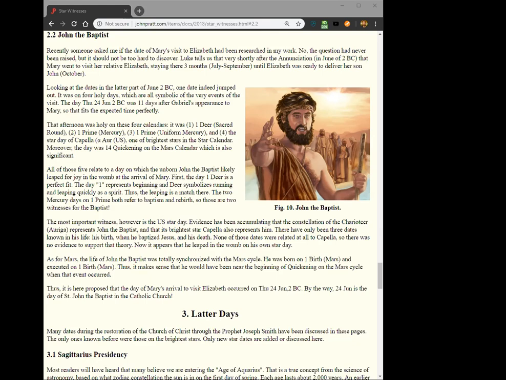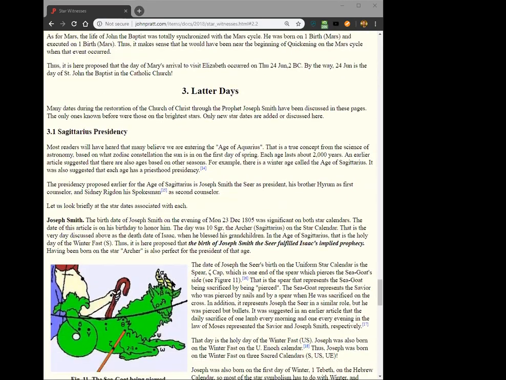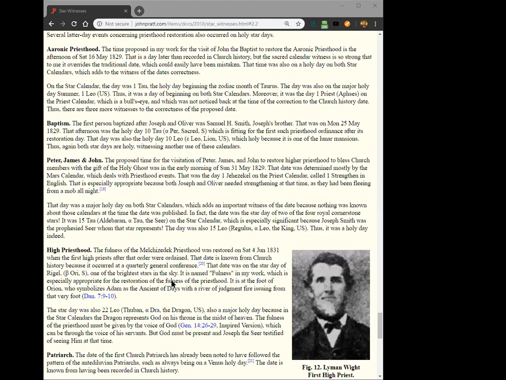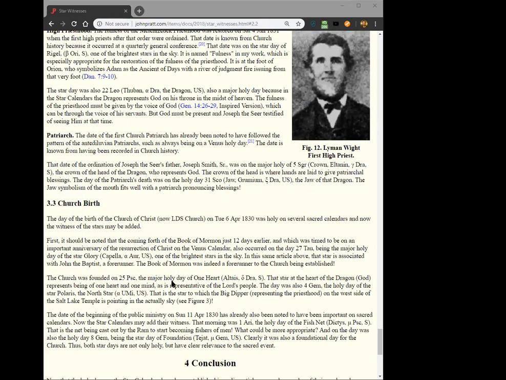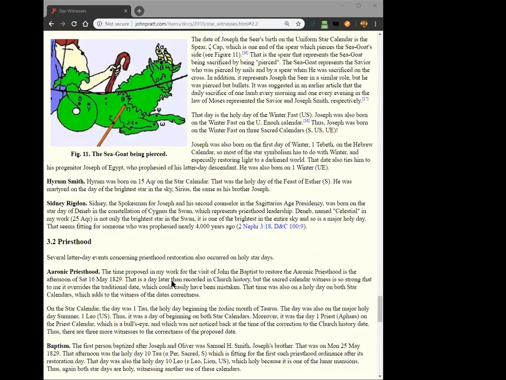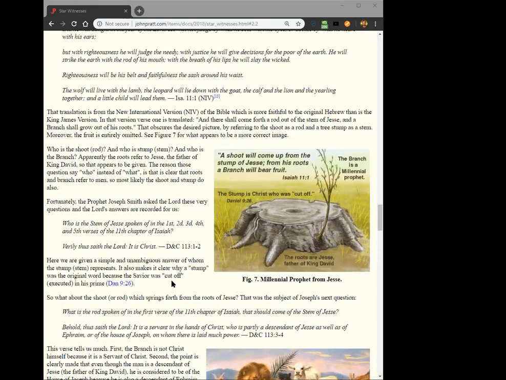So scroll down on your page where you are, Glenn, and then we'll stop. You're on my star witnesses. Scroll down to, here it is, you'll see the picture, figure 7. Go back to figure 7. Right there, the tree stump. It has everything to do with this. The prophecy in Isaiah: a shoot will come up from the stump of Jesse, and from his roots, a branch will bear fruit.